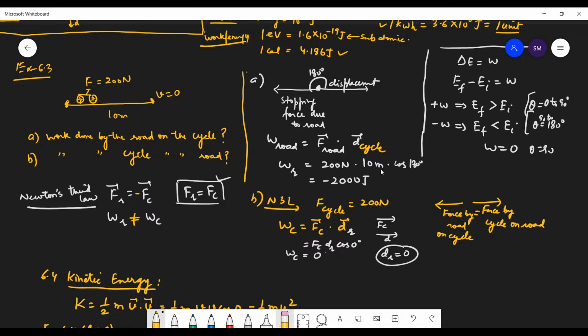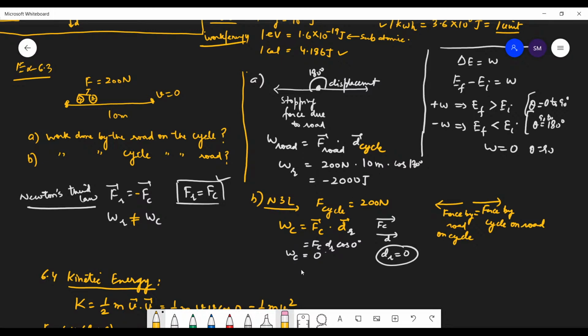So work done by the road is equal to the force applied by the road, 200 Newton, and displacement of the cycle was 10 meters, and the angle between them was 180 degrees, because the displacement of the cycle was in the forward direction, whereas the force applied by the road, which is the friction force, was in the reverse direction. So the angle was 180 degrees, and that is why the work done by the road is negative, because cos is minus 1, so minus 2000 joules.